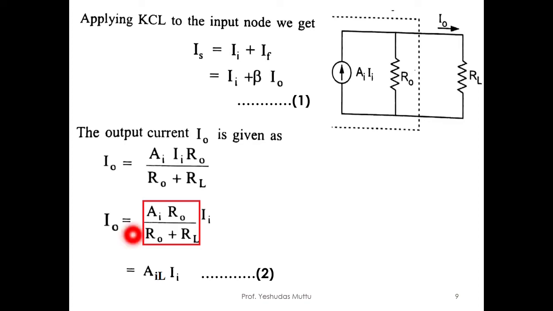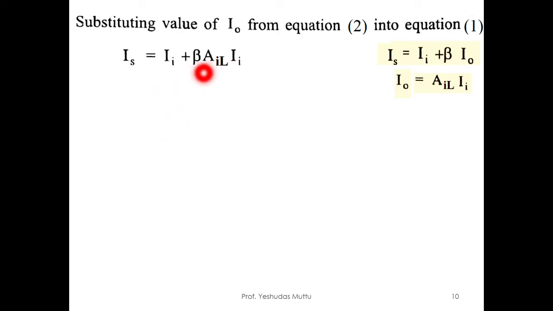Now, so I have got I naught. So what am I supposed to do now? Put this equation 2 in equation 1 in place of this I naught, where it is mentioning AIL. So I'm going to substitute. These are the two equations which I have. After substituting, I'm going to get this. From this, what I can do is remove II common. So I have removed II common, which is 1 plus beta AIL.